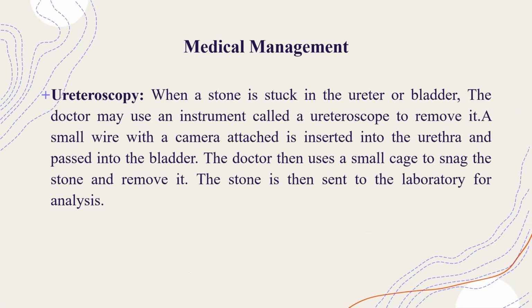Ureteroscopy is used when a stone is stuck in the ureter or bladder. The doctor may use an instrument called a ureteroscope to remove it. A small wire with a camera attached is inserted into the urethra and passed into the bladder. The doctor then uses a small cage to snag the stone and remove it. The stone is then sent to the laboratory for analysis.